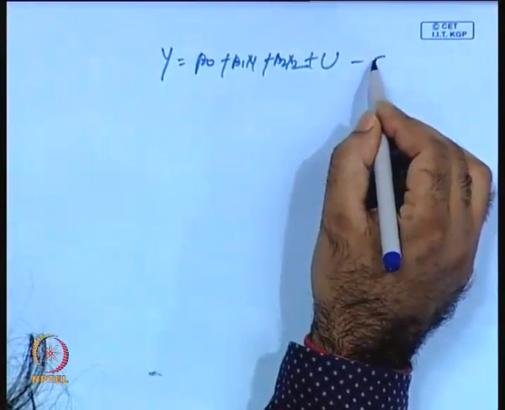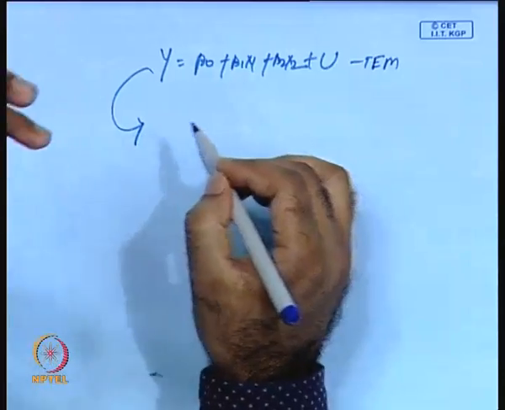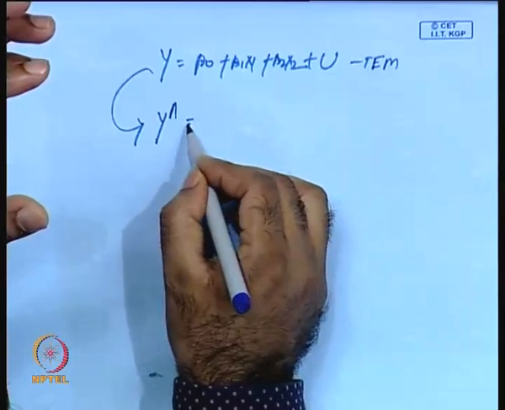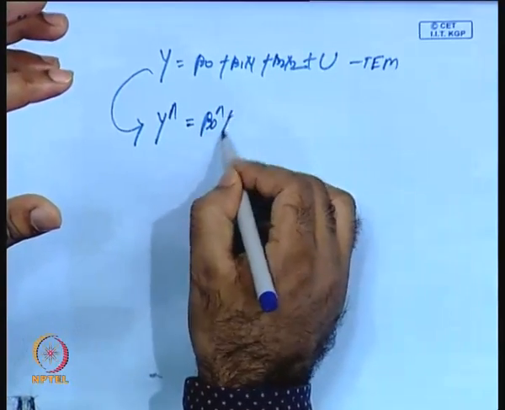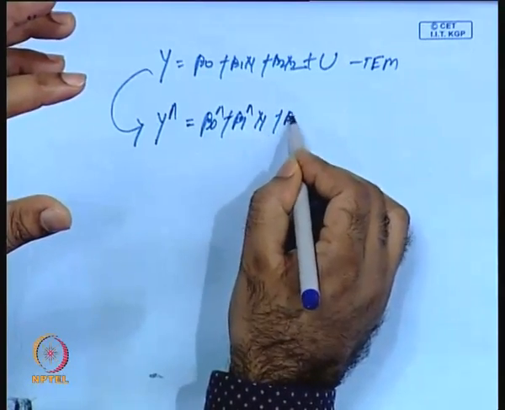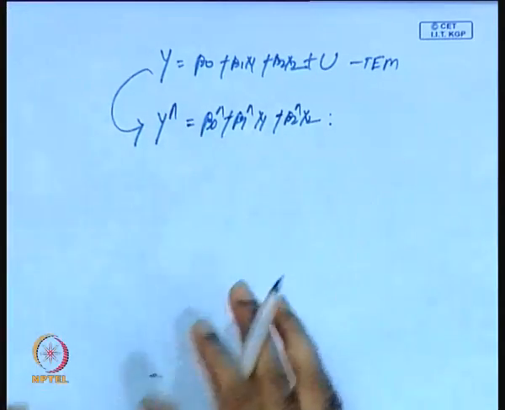Your first objective is to get the estimated model. This is a trivariate econometric model, and now we will transfer it to an estimated model, call it y hat. So y hat equals beta 0 hat plus beta 1 hat x 1 plus beta 2 hat x 2, that is all. This is the estimated trivariate econometric model.